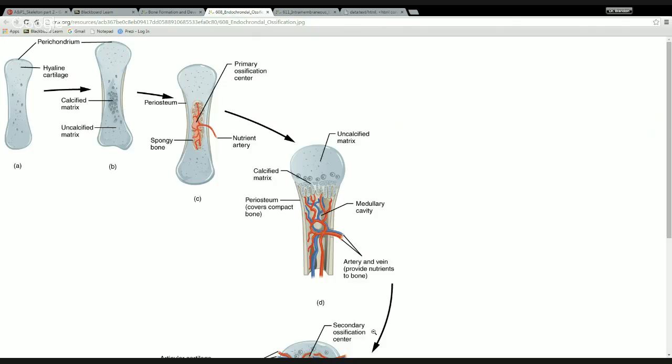So, mesenchyme forms into cartilage, and the initial fetal skeleton is just a cartilage skeleton. Now, we think of skeletons as being made out of bone because that's what we have. And it's most common what we think of for skeletons, but really that's something that's not common across all animals.